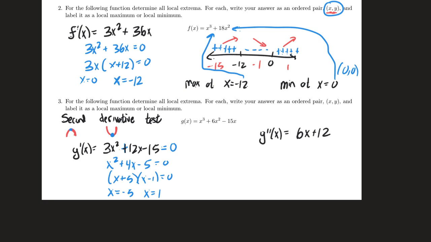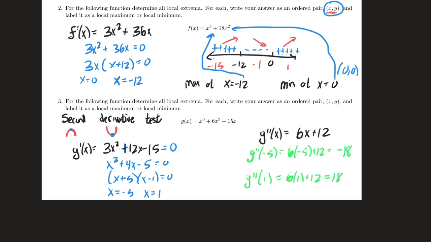But now since I'm doing the second derivative test, I'm just interested in what is the concavity at these critical points. So first I'm going to plug negative 5 into my second derivative. It's going to be 6 times negative 5 plus 12. Negative 30 plus 12 is negative 18. But the important thing, it's negative. All right, so that'll tell me information in a second. And then g double prime of 1, 6 times 1 plus 12 is positive 18. Right. So what does this tell me?